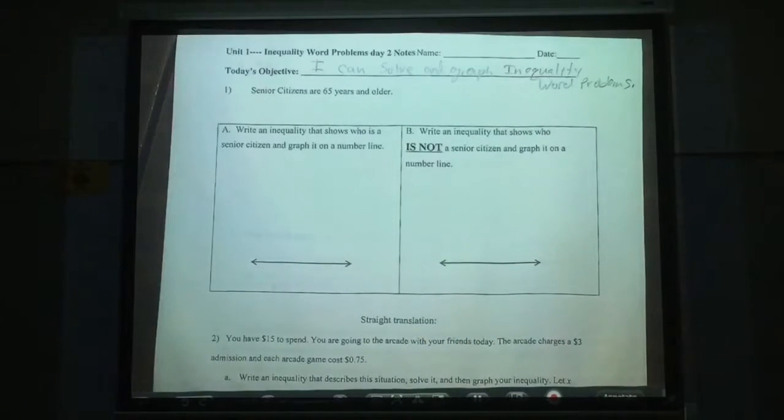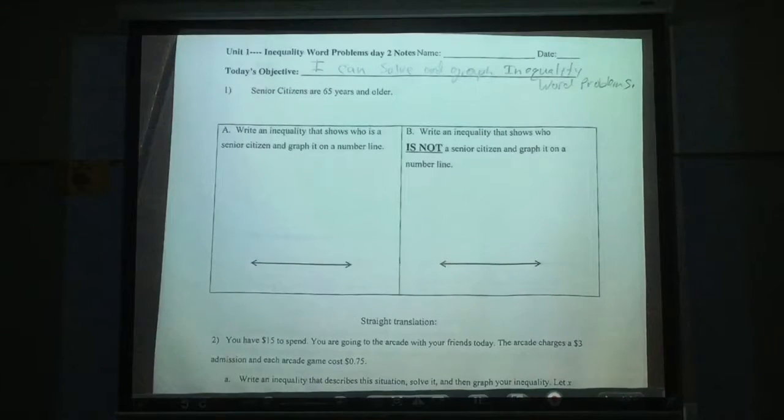All right, now this first question is something that you've seen, not exactly, but you've seen something like it yesterday. So I'm going to have you guys do this one on your own. For this first one, the scenario is that a senior citizen is 65 years old. I want you to do both A and B. In A, you have to come up with an inequality that shows someone who is a senior citizen, and in B, you have to show me the inequality of someone who is not a senior citizen, and you're going to go ahead and graph them as well. So go ahead and do that right now.